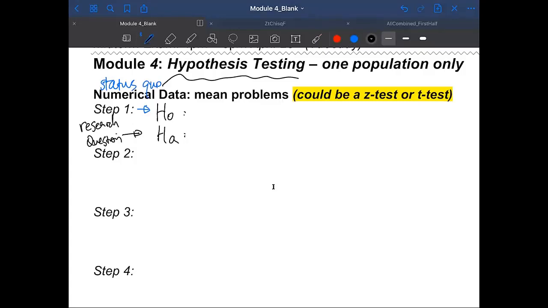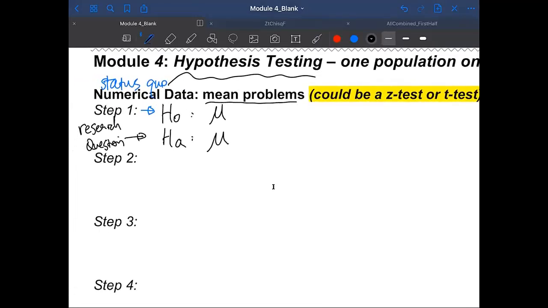So you have to write the null and the alternative, and if it's a mean problem, the symbol you're going to put down here is always a population mean. I'm going to write down here always a mu, and there's also a mu here, right? As I was saying, typically it's much easier to write down the research question, the alternative. So you probably want to start from this part first.